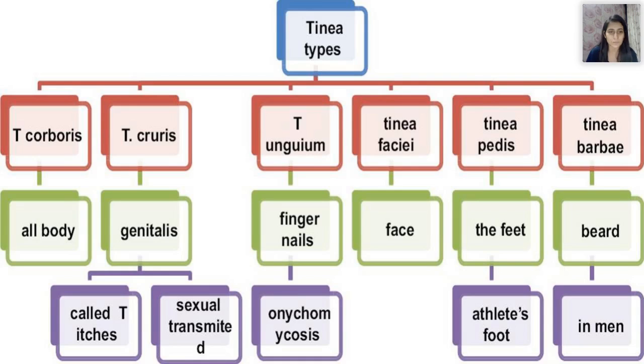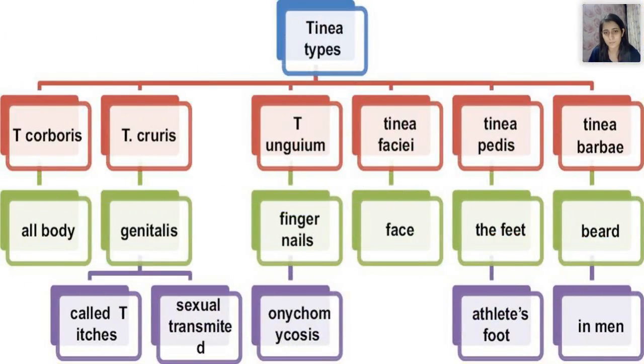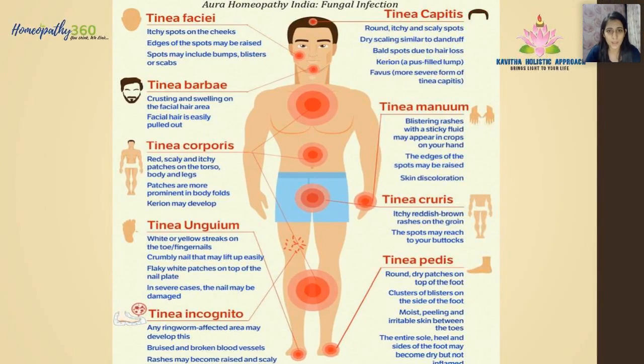And note here that usually when you talk about tinea cruris, it may be sexually transmitted. And then athlete's foot I already told. Tinea barbae usually occurs in men. Again, this picture shows you the parts where these infections occur.